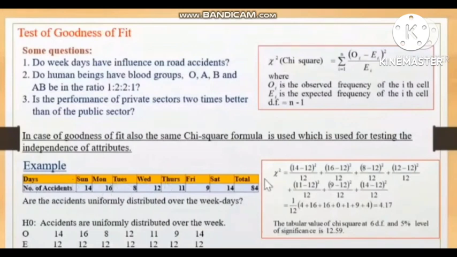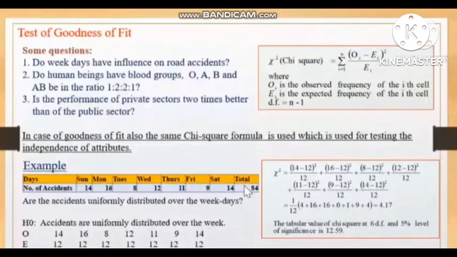These are the weekdays and these are the road accidents. The question is, are the accidents uniformly distributed over the weekdays? Now, the total number of road accidents over the 7 days is 84. If the road accidents are uniformly distributed over all the 7 days of a week, then what should we expect? We should expect in that case 84 by 7, that is 12.